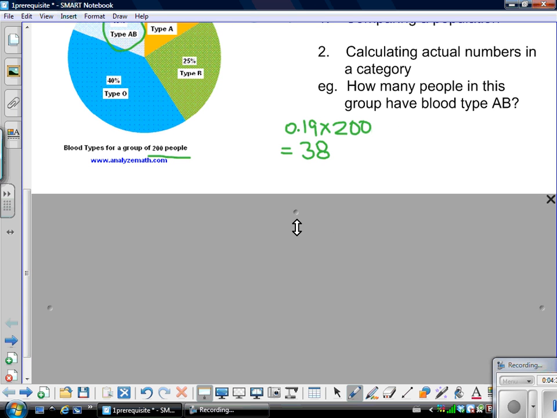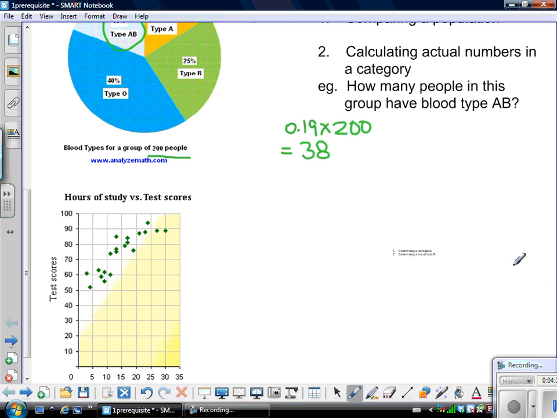The last type of graph that we're going to look at is this type of graph. Now you've worked with this already, and we know that this is called a scatter plot.